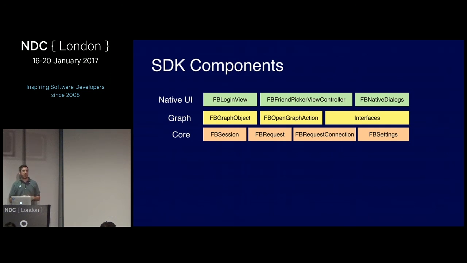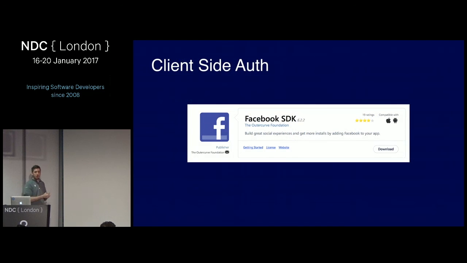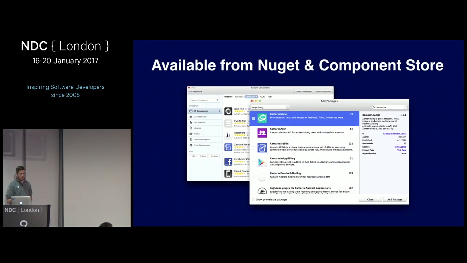So it's not just authentication that you're unlocking and dealing with token refresh and storing it securely on all the devices. You're unlocking a whole load of other features that you can add to your mobile app to make it more social. You can get it from our component store, which is available on both PC and the Mac. And obviously this SDK supports iOS and Android. I believe there is a UWP SDK in the works as well. You can also grab these packages from NuGet as well.